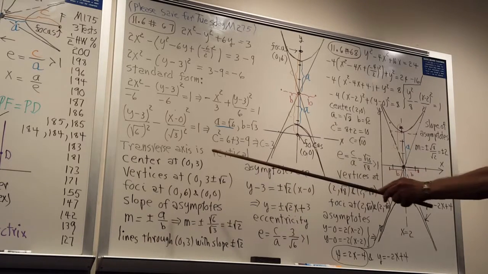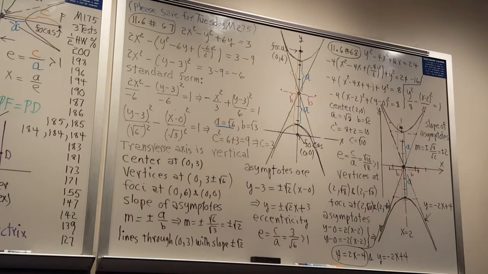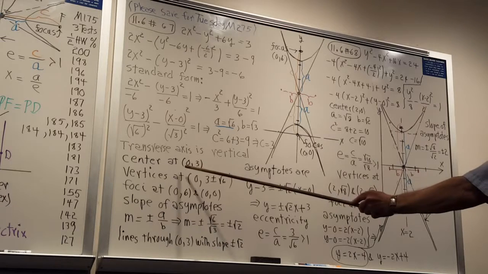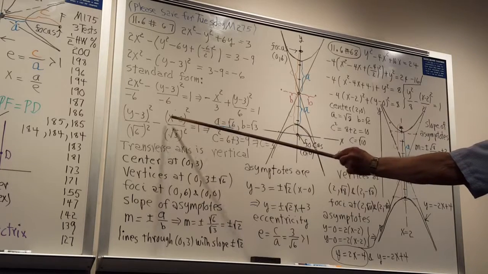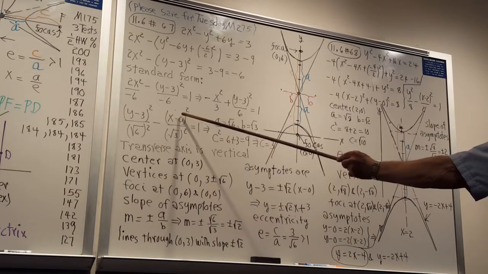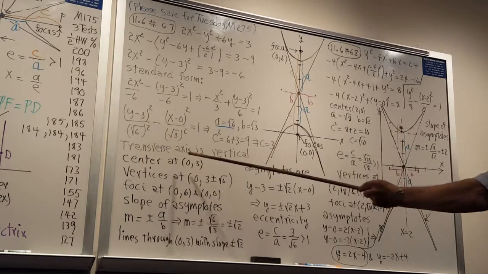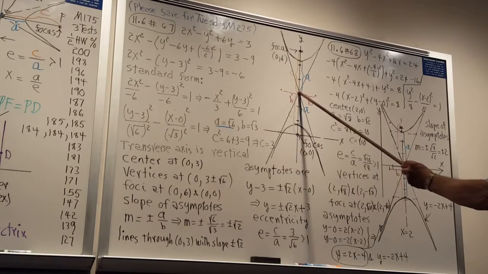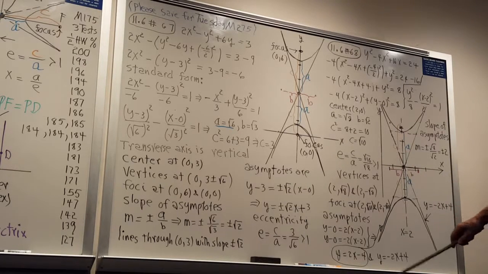So your transverse axis is vertical, as you see in the picture. Your center then is at 0 and 3, because the center is at (h, k), where h is 0 and k is 3. So that's there. Your x-axis is down here.